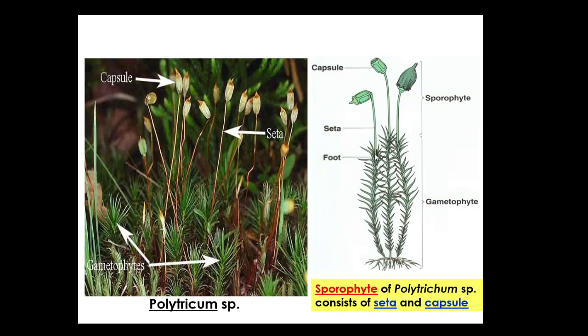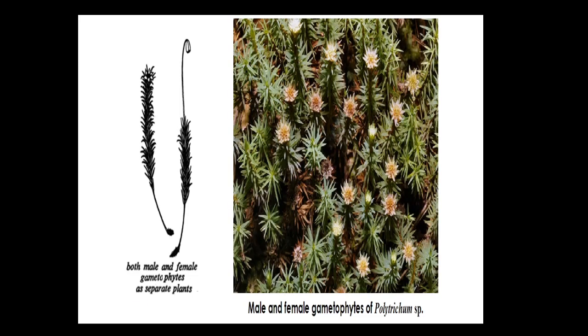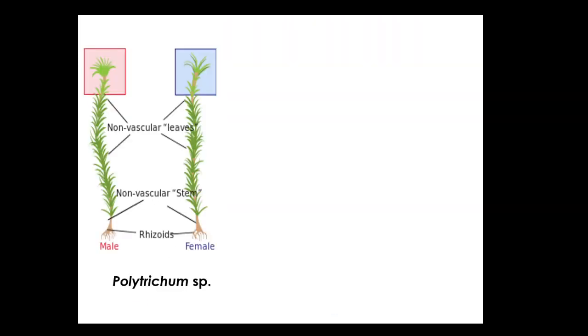The seta or the stalk of the sporophyte, and the capsule, which will contain the spores of the plant. So the sporophyte of Polytrichum species consists of seta and the capsule. Okay, it's the very iconic shape. When I see this, I think mosses.